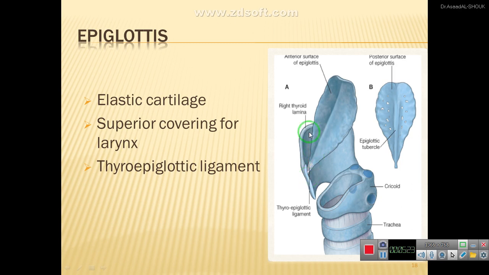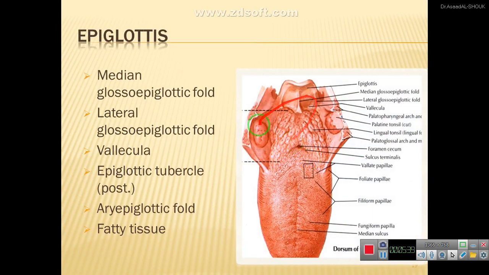It differs from other cartilages in the larynx in that it is elastic cartilage, not hyaline cartilage. In this view you can see here, this is the epiglottis. From the epiglottis to the root of the tongue you can see folds, many folds. In the midline we have the median glossoepiglottic fold, and here we have the lateral glossoepiglottic fold. Between them we have a depression which is called the vallecula.